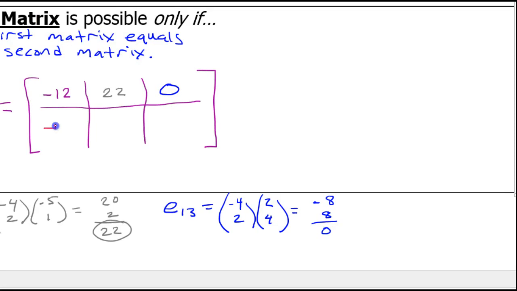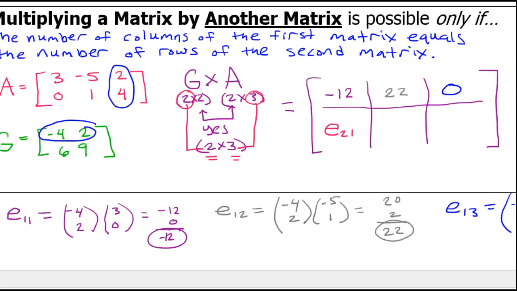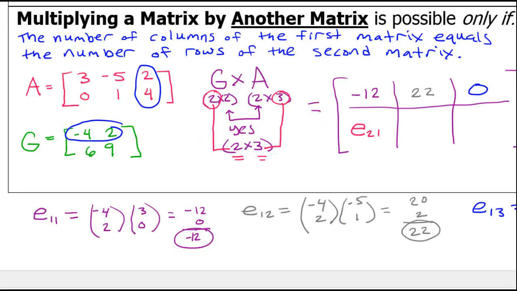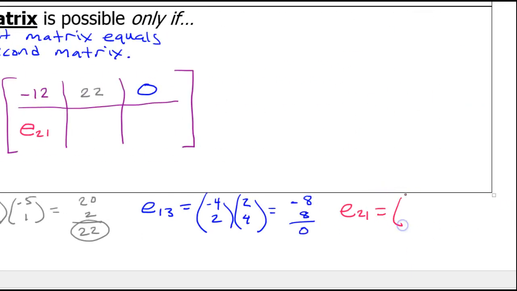Okay, so this would be element 2, 1, because now I'm in the second row and the first column. So now I'm about to do element 2, 1. All right, for element 2, 1, that means I need row 2 and column 1. Row 2 of the first matrix, column 1 of the second matrix. So that's 6, 9, and 3, 0. Are you sure about that? I'm quite certain. So if I multiply this, that's going to give me 18 and 0. If I add them up, I get 18. So that is going to be this element.